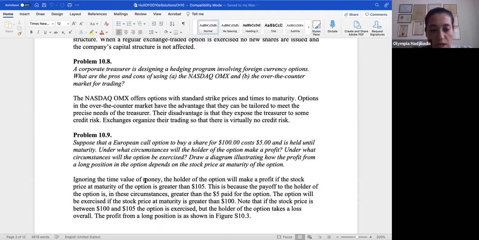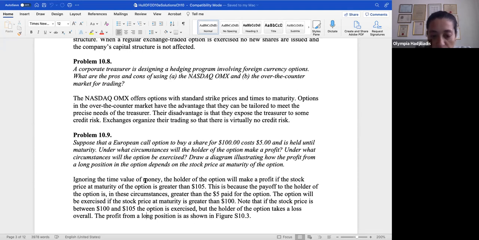maturity of the option. Ignoring the time value of money, the holder of the option will make a profit if the stock price at maturity of the option is greater than $105. This is because the payoff to the holder of the option in these circumstances is greater than the $5 paid for the option. The option will be exercised if the stock price at maturity is greater than $100. Note that if the stock price is between $100 and $105, the option is exercised, but the holder of the option takes a loss overall.